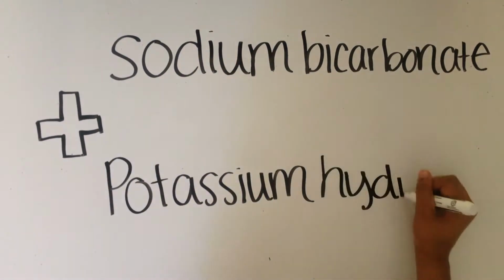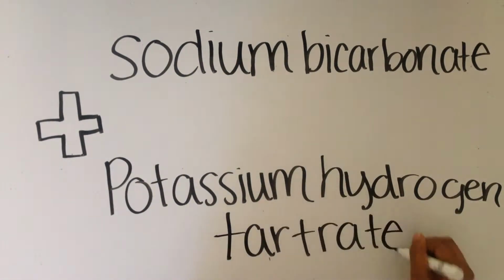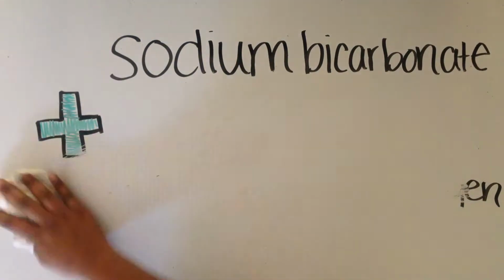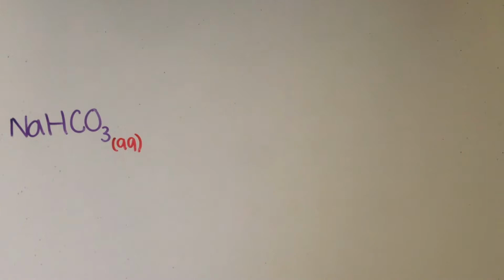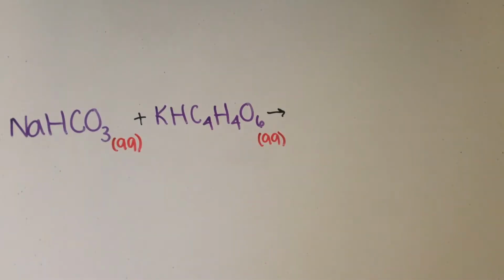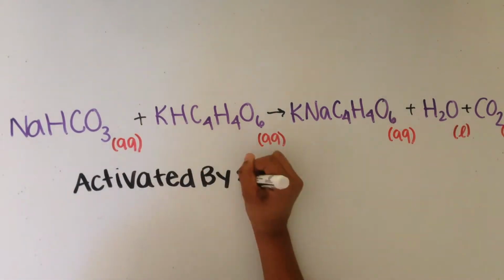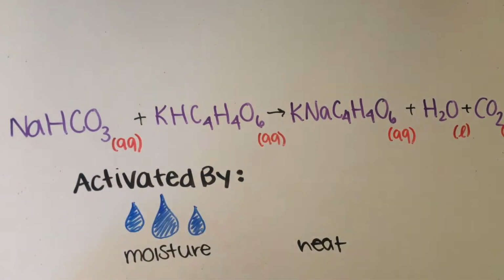Baking powder is composed of 2 components, sodium bicarbonate and an acidifying agent called potassium hydrogen tartrate. This is the chemical equation. This shows how baking powder produces CO2 as one of its products when mixed with water and is heated.